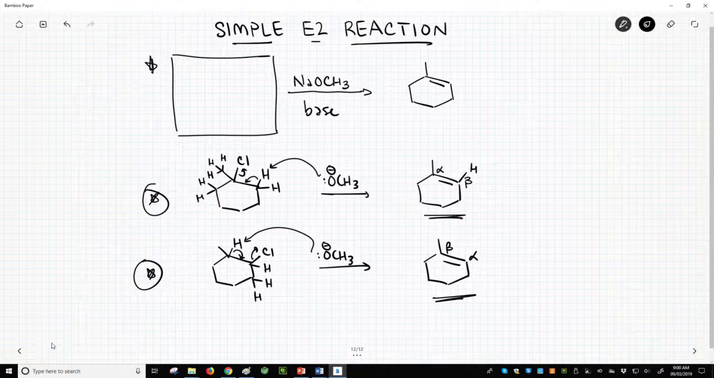I admit that I envision the upper halide as the correct answer, but both will give the product shown as the major product of the reaction.